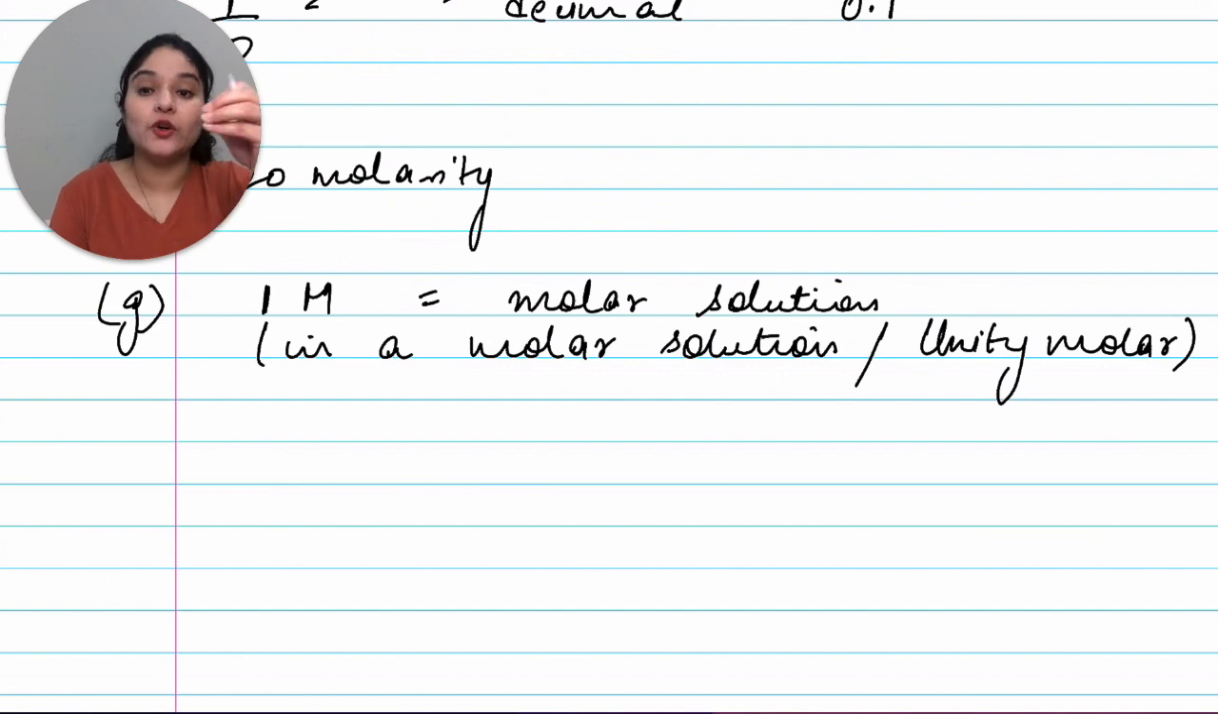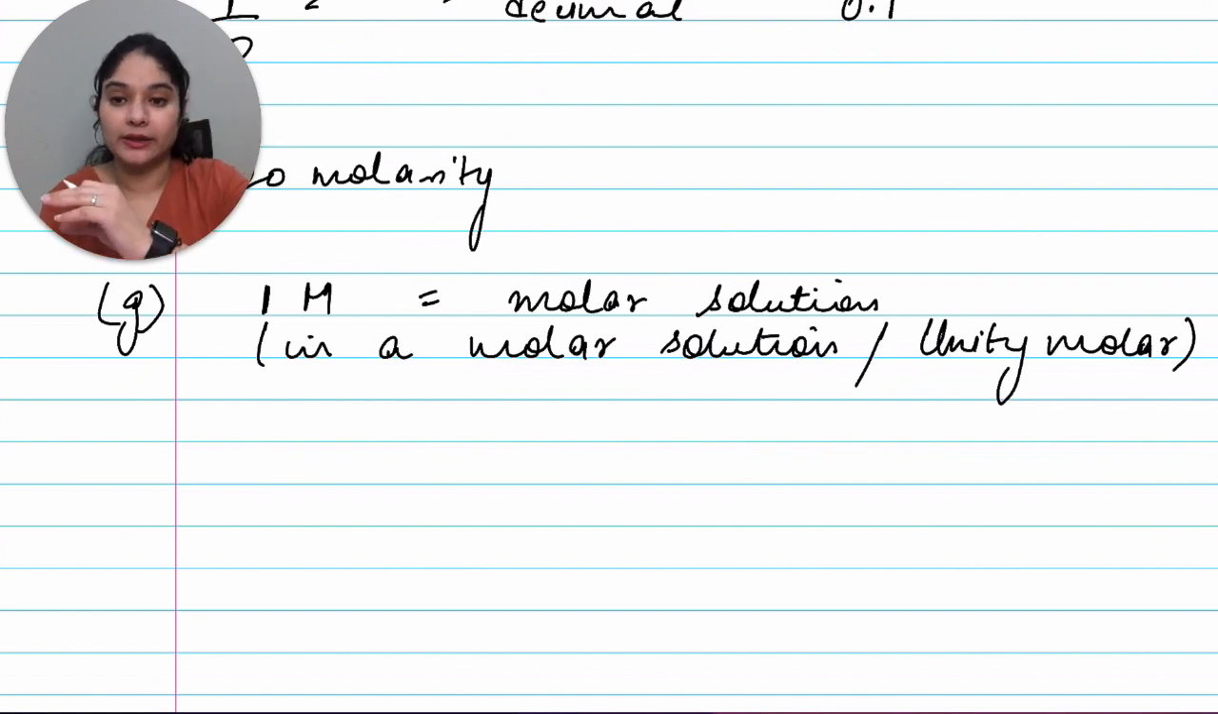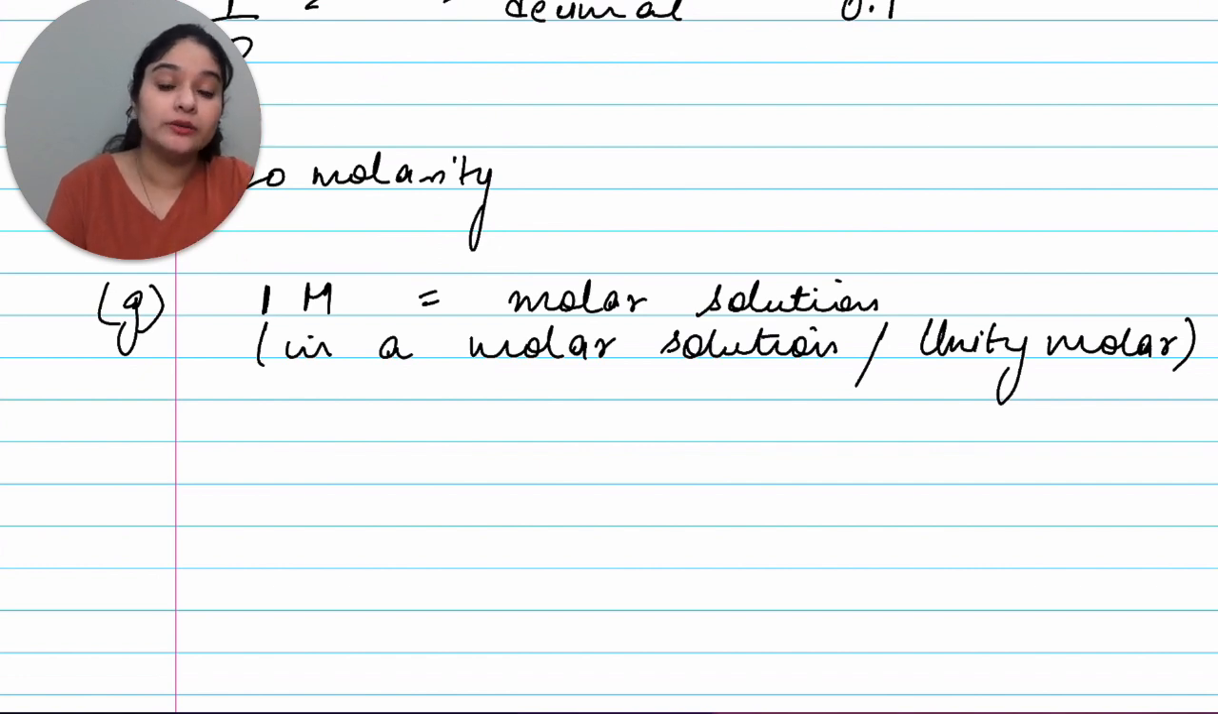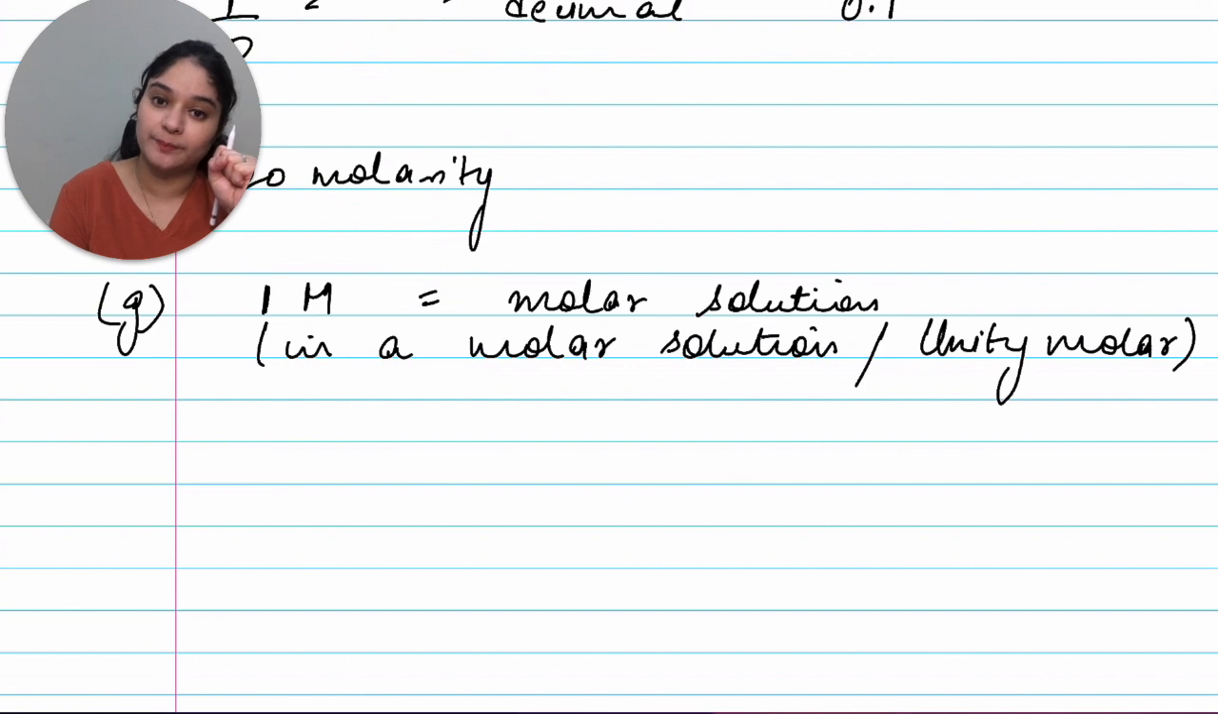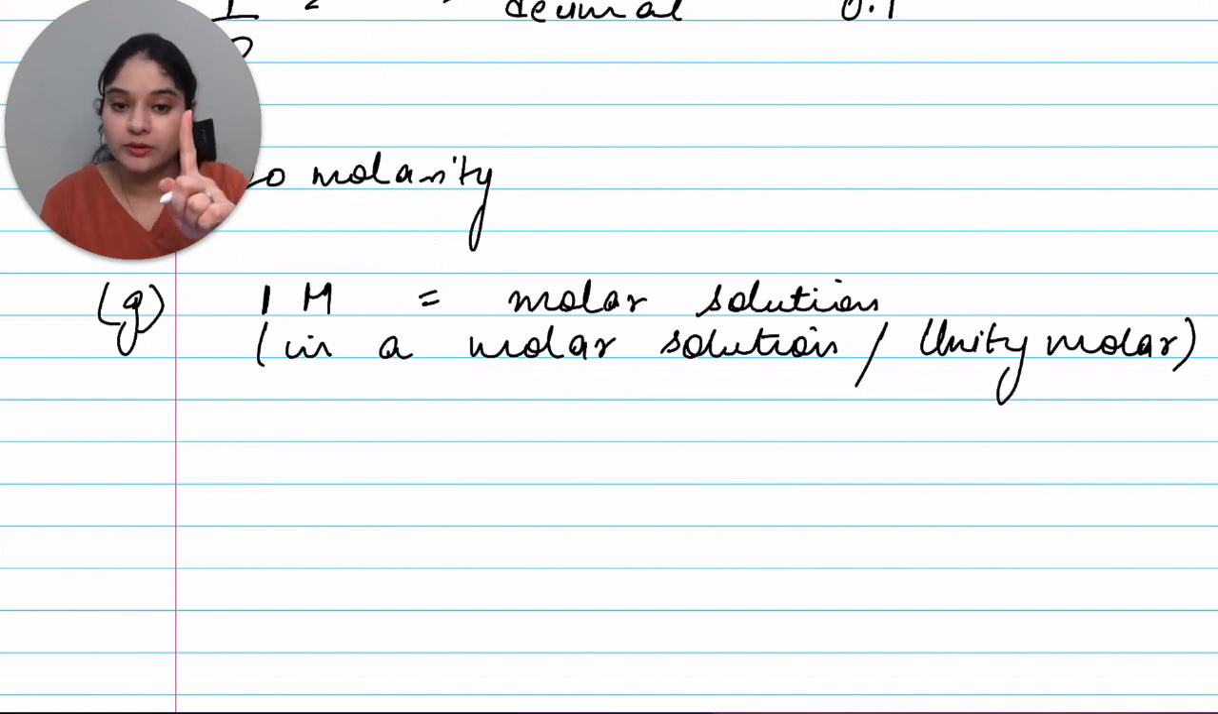If your question reads like XYZ thing is happening in a molar solution, that means the molarity is 1. If the sentence says unity molar, this means that molarity is given as 1. You have to understand the terms so that when you are solving the numericals, you can bring out the information from the numerical. So 1 molar can be written as molar solution, in a molar solution, or unity molar.